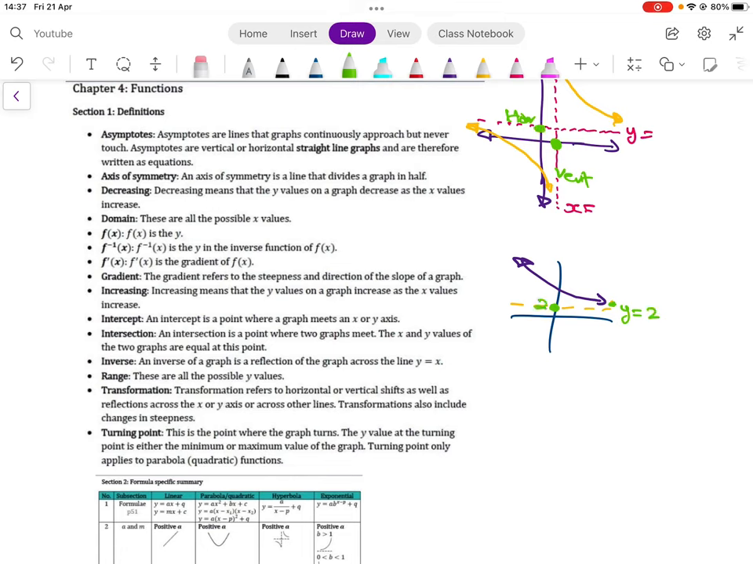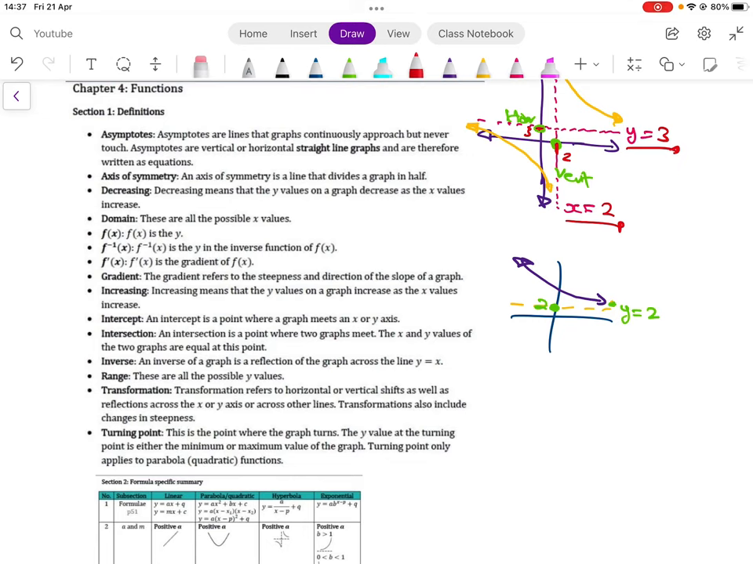If that was 3 for the hyperbola, I mean this y-intercept, that means the equation of the horizontal asymptote is going to be y equals 3. If the x-intercept was like 2, that means the equation of the vertical asymptote is going to be x equals 2. That's basically how you determine the equations of the asymptotes.